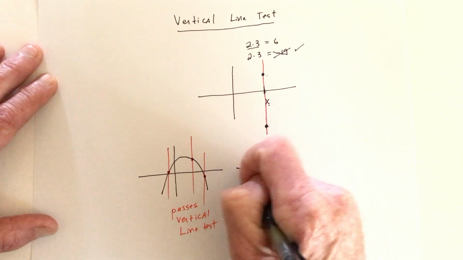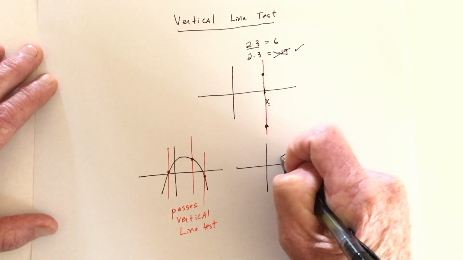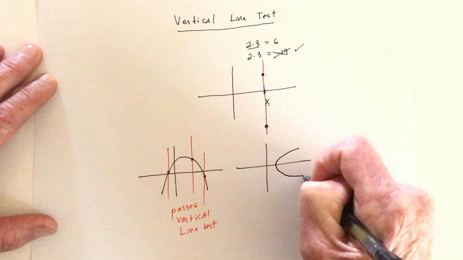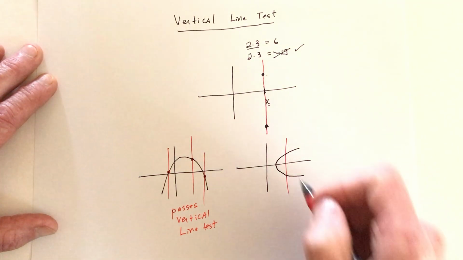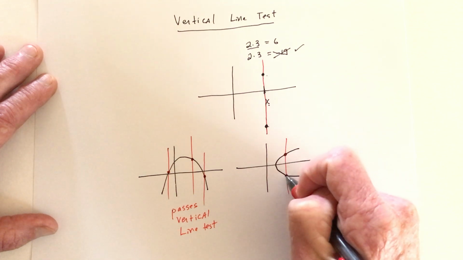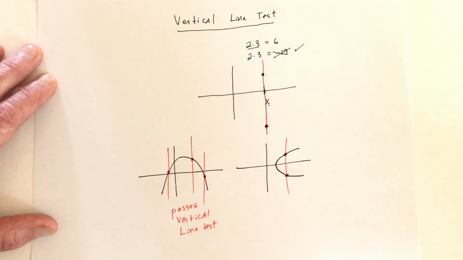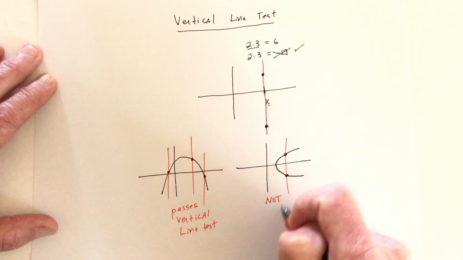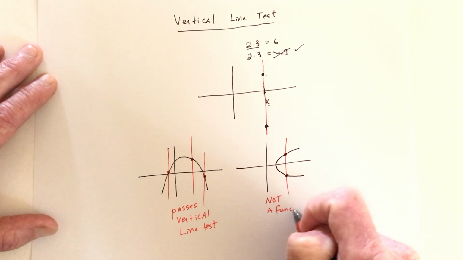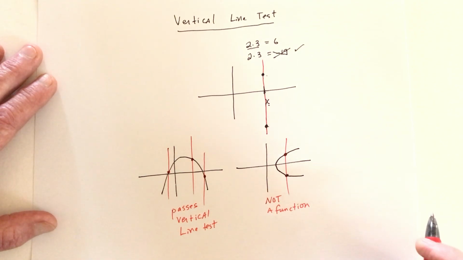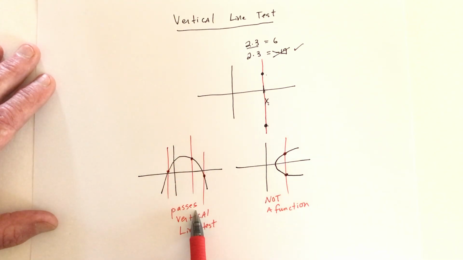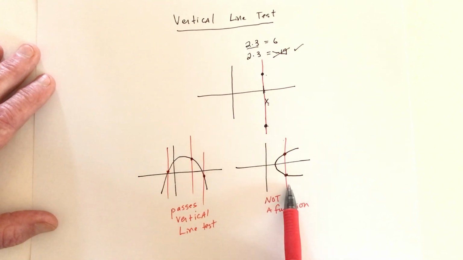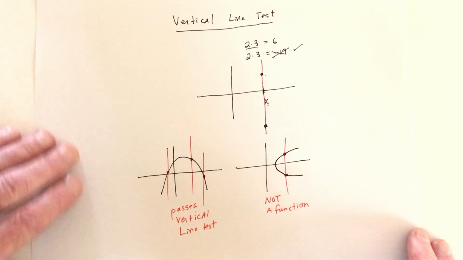Then what if you made the parabola go sideways? Then this one fails the vertical line test. If you can draw a vertical line one time and it hits twice, this fails the vertical line test. So that means this is not a function. All right, that's the idea of the vertical line test. If it only hits once, then it passes, and yes, it's a function. If you can draw a vertical line and it hits twice, then no, that's not a function.